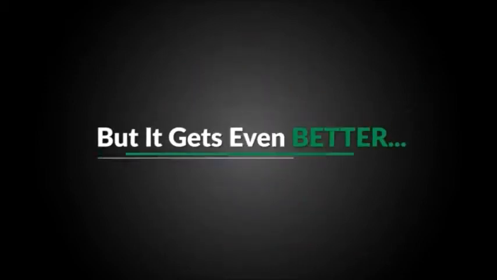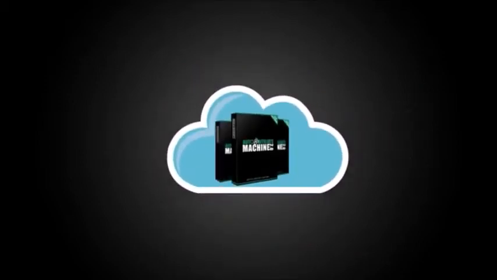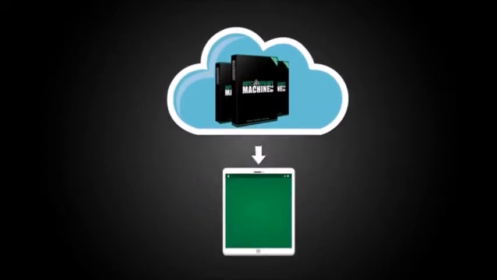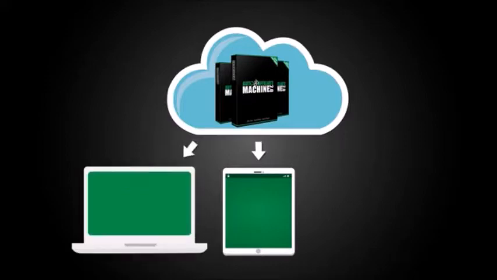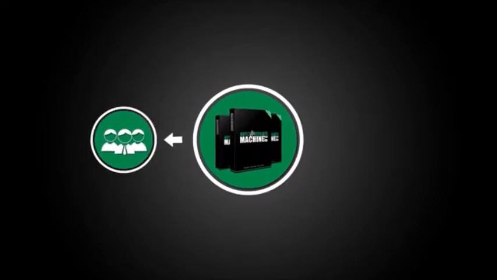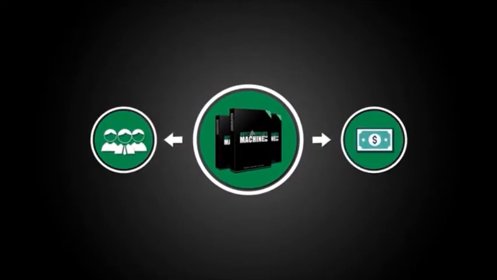But it gets even better. Auto Affiliate Machine 2.0 is cloud-based, which means you can profit from any device with an internet connection, your laptop, tablet, or even your smartphone. Finally, making it easy for anyone to get unlimited free traffic that converts and makes you money fast.